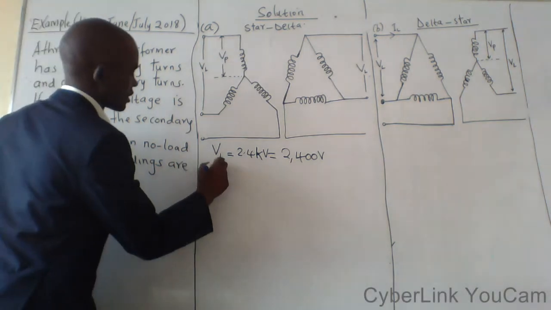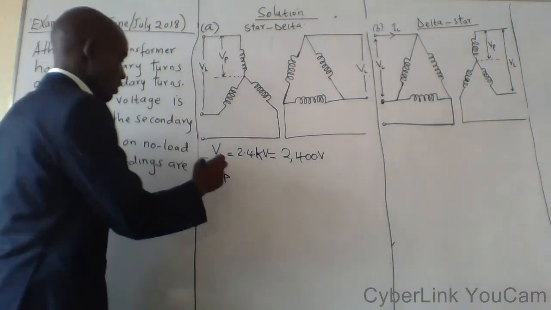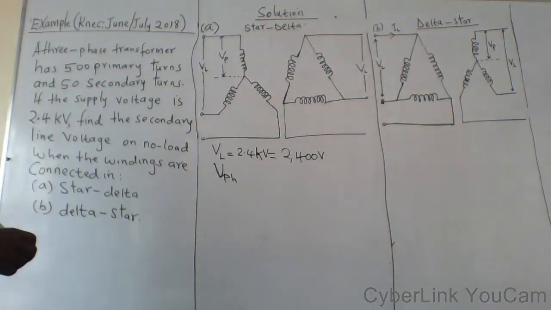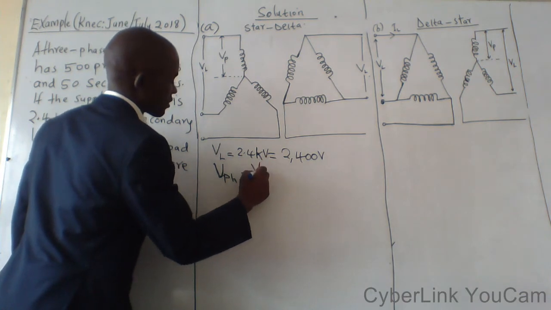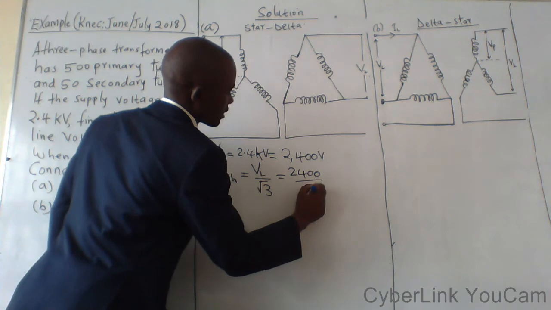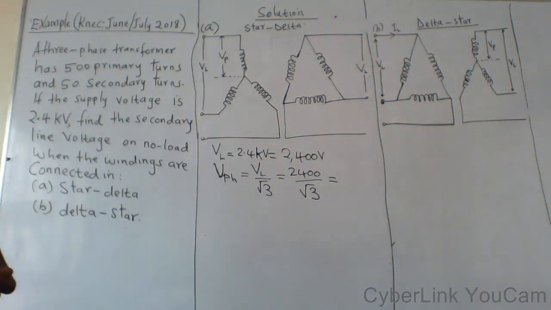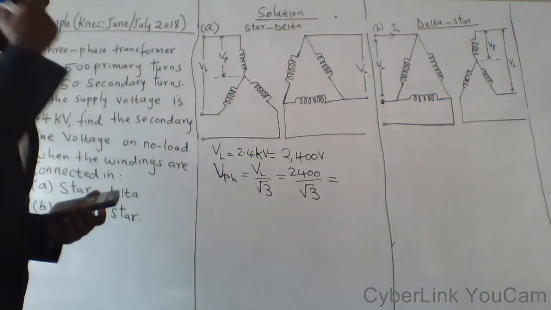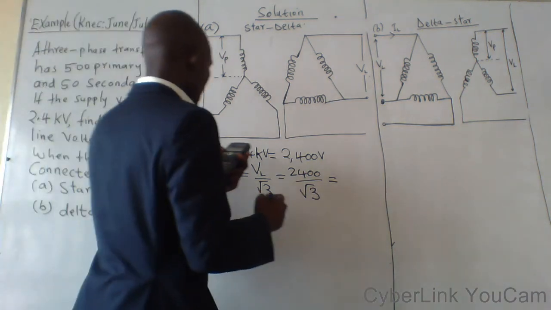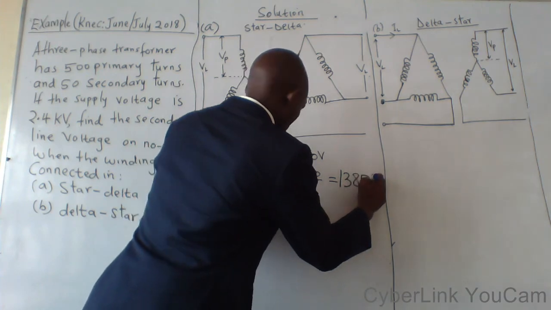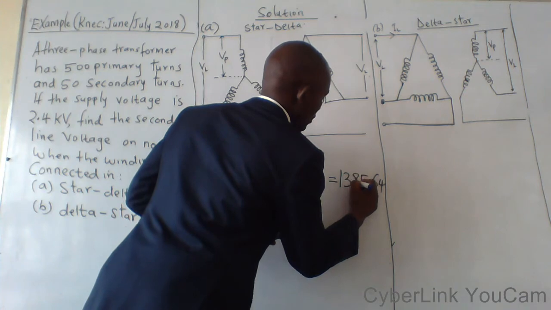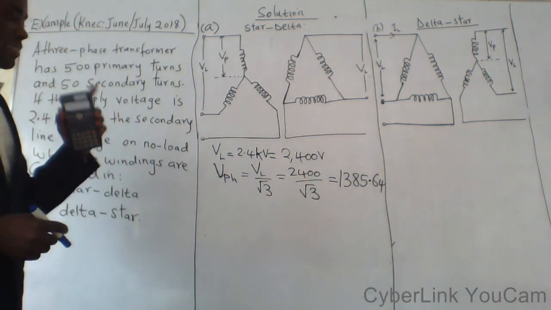If you want to get the phase voltage in the primary, we are going to denote it as V_P, meaning the phase, or we can call it PH to represent the phase voltage. It will be the line voltage divided by root 3. This will be equal to 2400 divided by root 3, which will be equal to 1385.64 volts as the primary phase voltage. Remember, in a star connected system, to get the phase voltage you take the line voltage of that system and divide by root 3.